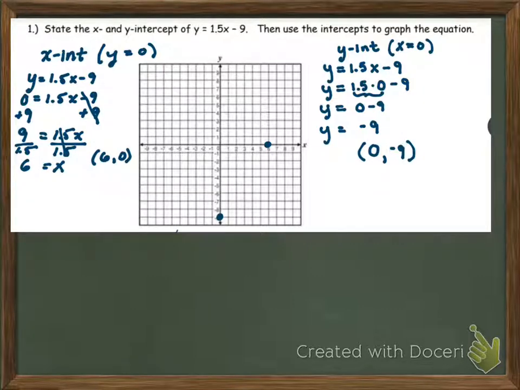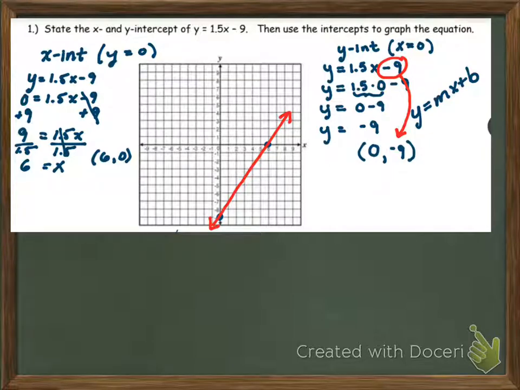This should make sense because in our form, y equals mx plus b, that b value is the y-intercept. So hopefully you're learning to recognize that even if you don't plug in the 0 for x. Now we can take those two intercepts and create our line, which shows all the possibilities of ordered pairs that would work for that equation.